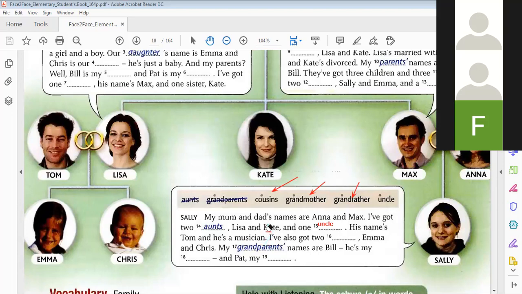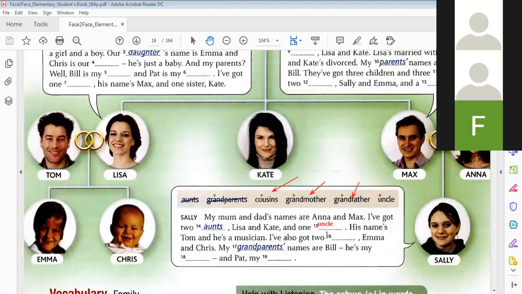Okay. I've also got two cousins, Emma and Chris. My grandparents' names are Bill. He is my grandfather and Pat, my grandmother.